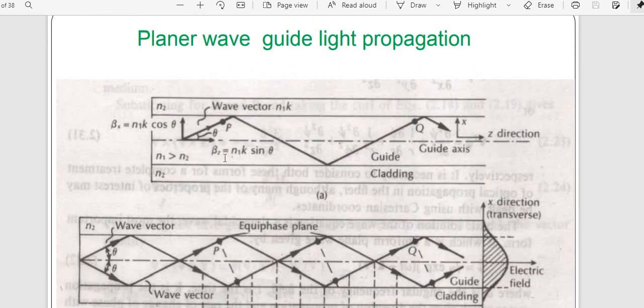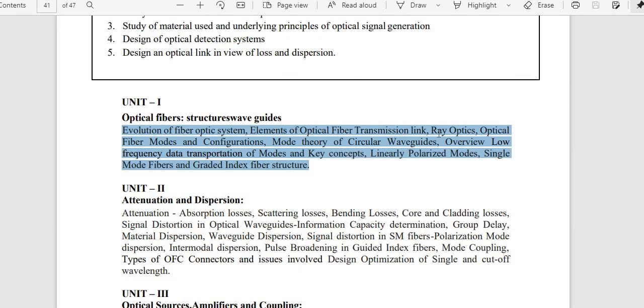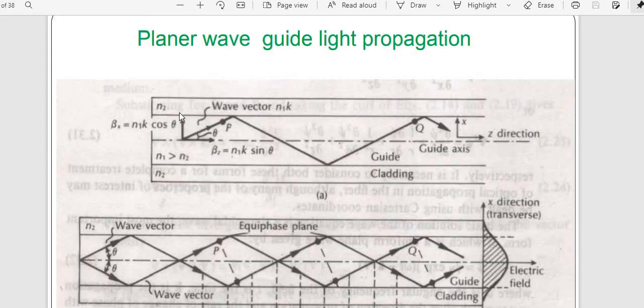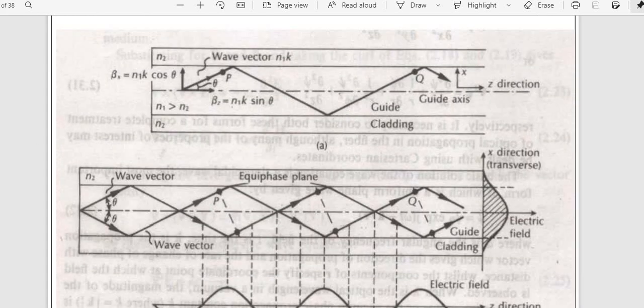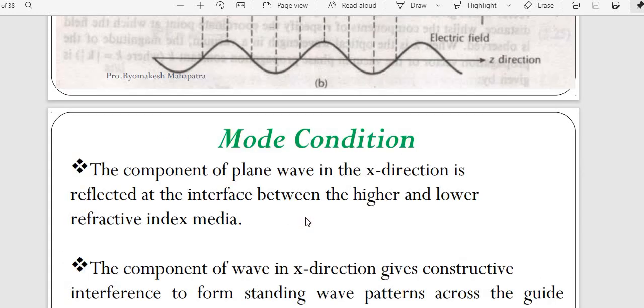Similarly, we proceed with planar waveguides, because in our syllabus, students, we have planar as well as circular, right? So we are proceeding with optical fiber modes, an overview of low frequency, linearly polarized, single and gradient. This is our planar waveguide. In that we have seen how a single light ray from a single source is refracted inside the specimen, touching the core surface, how we get the equiphase, and how we get the electric field intensity. When m is equal to 0, m is equal to 1, slopes also we have seen.